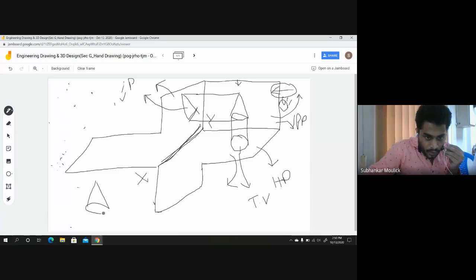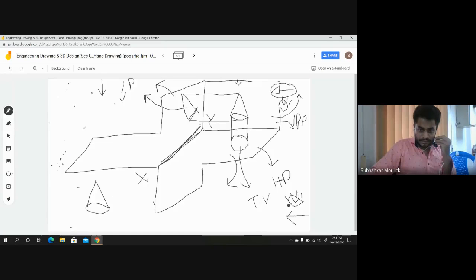Now for this particular object, again I need to draw the front view, top view and side view. In order to draw any view, first of all, you have to fix the direction of viewing. Always remember that the direction of the observer is fixed. This direction will always be the front view direction of the observer, and this particular direction will always be the top view direction of the observer for observing any object.